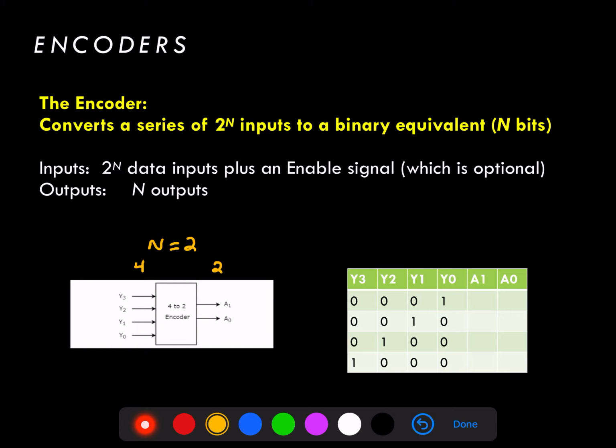So for example, when a 1 occurs in the least significant bit position at Y0, the output indicates that by setting A1 and A0 equal to 0, 0. When Y1 is equal to 1, then the output is encoded as 0, 1. When Y2 is equal to 1, the output is encoded as 1, 0. And finally, when the most significant bit, Y3, is equal to 1, that's encoded at the output as 1, 1.